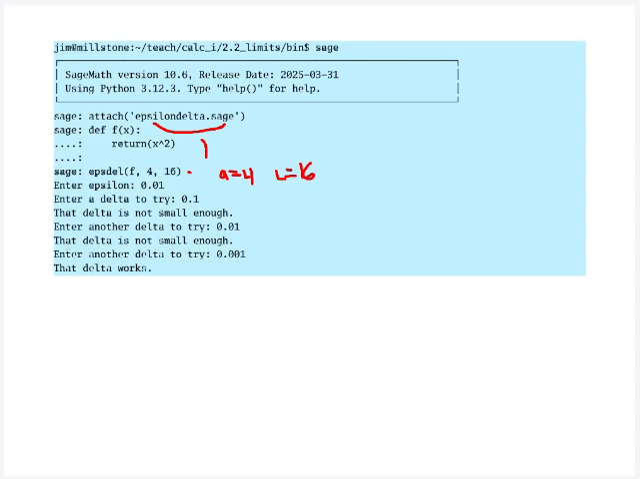Now on the one that's frozen in the slide, I took epsilon equals 0.01, and it turned out that a delta that was small enough was 0.001.